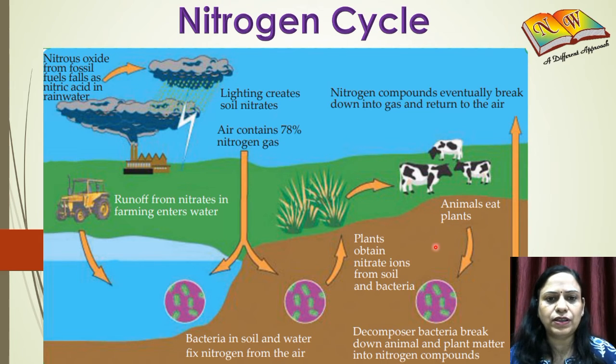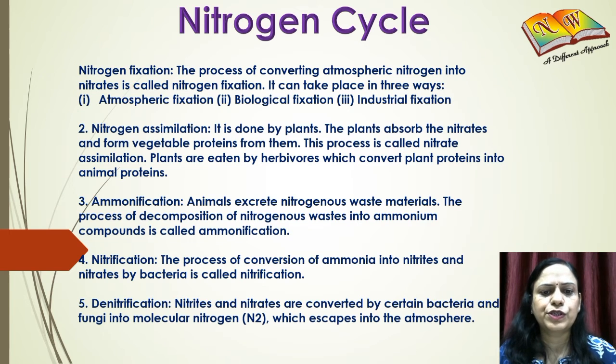And later on, these nitrites and nitrates, there are certain special bacteria present in the soil which release them back to the atmosphere in the form of nitrogen gas, and the process is known as denitrification. So to summarize the nitrogen cycle, these are a few points that you can write.